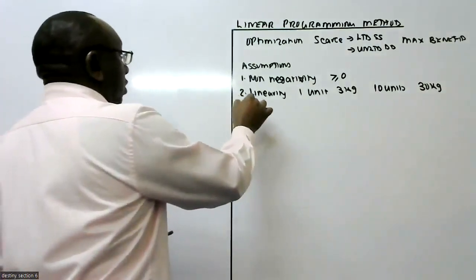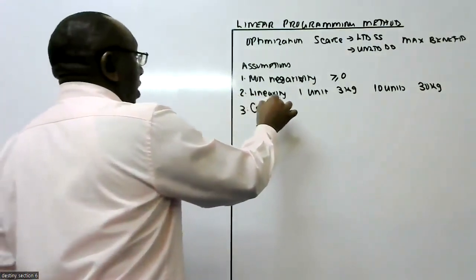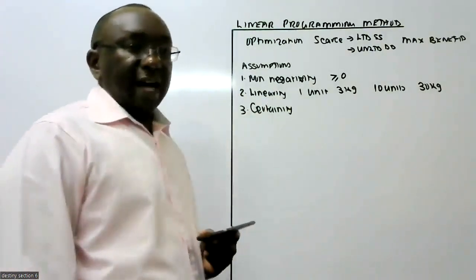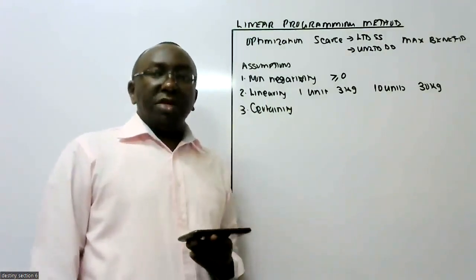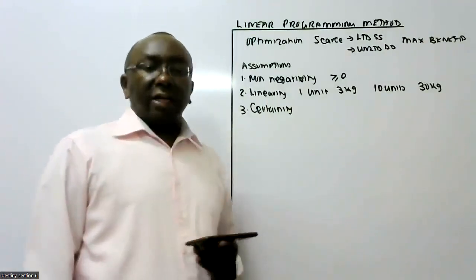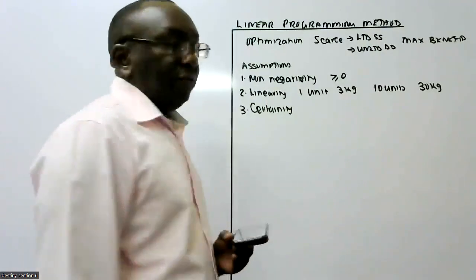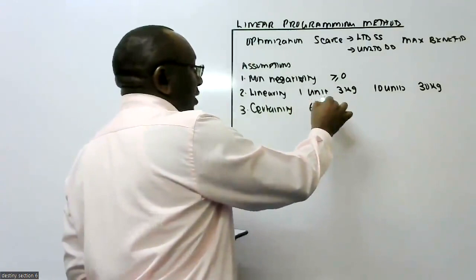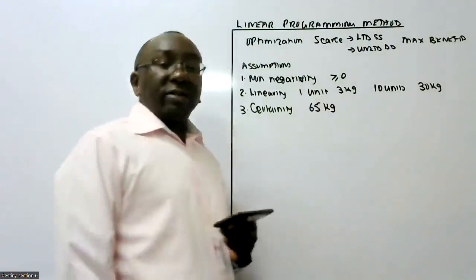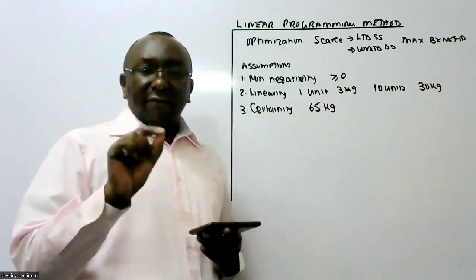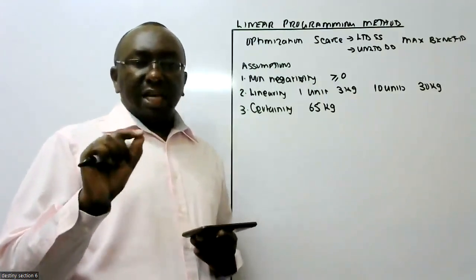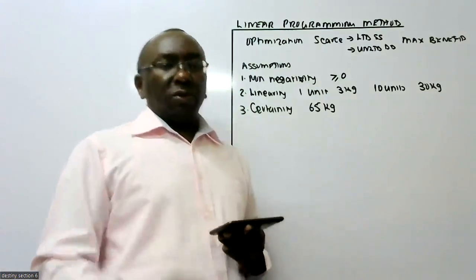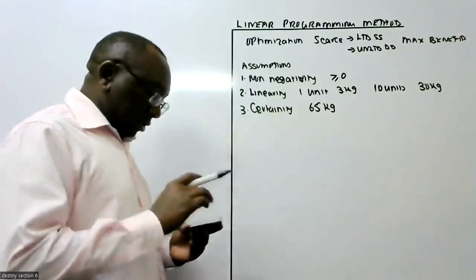Number 3, there is what we call certainty. Now, certainty means we are very sure of the values. Every item that we are dealing with has a single value expectation. As in, if we are told that in the store, we have 65 kilos of materials, when we go to the stores, we shall exactly find 65. Not anything more, not anything less than the 65. That is what we call the certainty concept.